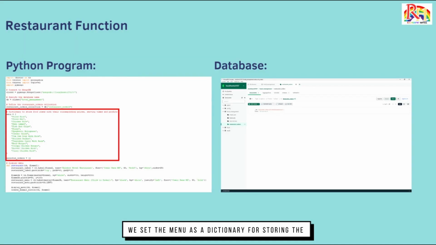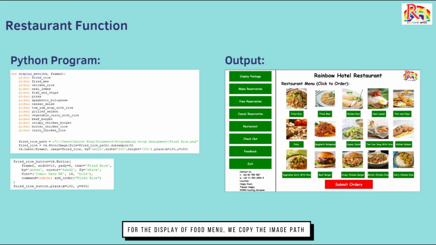After the check-in module, now is the restaurant module. We set the menu as a dictionary for storing the name of food. Besides, we also have the database for storing food ordered by the customer. For the display of the food menu, we copy the image path and also use the button command for the customer to take their orders. For the image path, it's very specific because the location of the image is different on every device, so not every device is able to run the code.